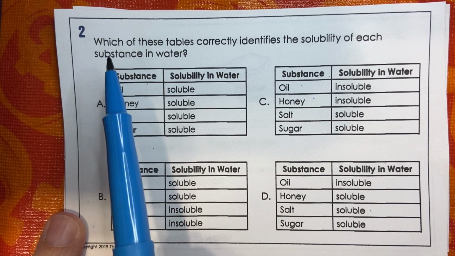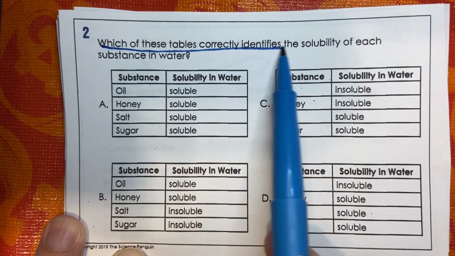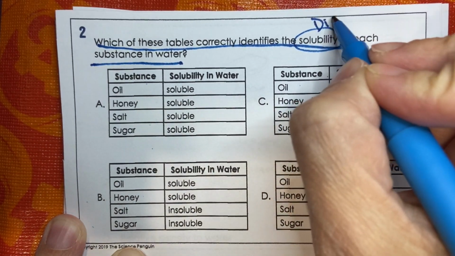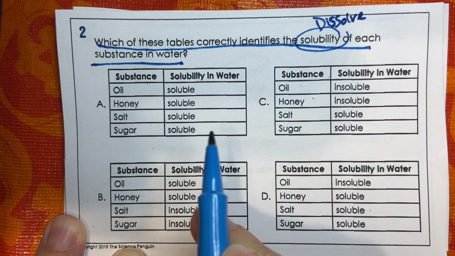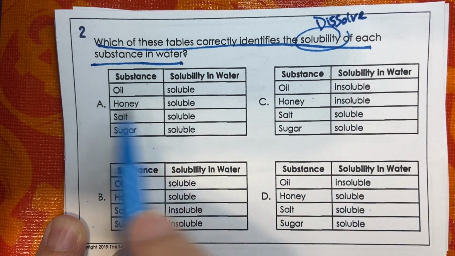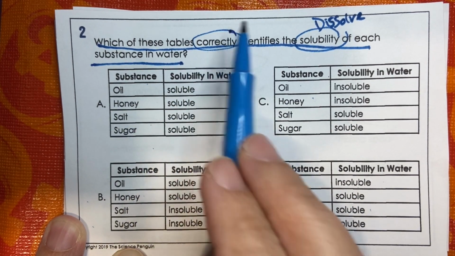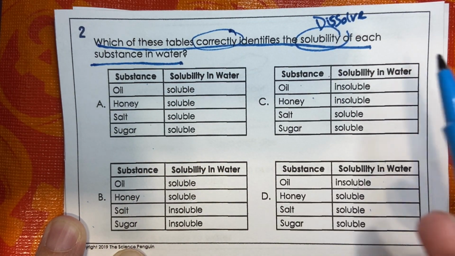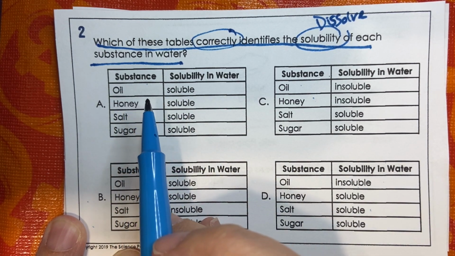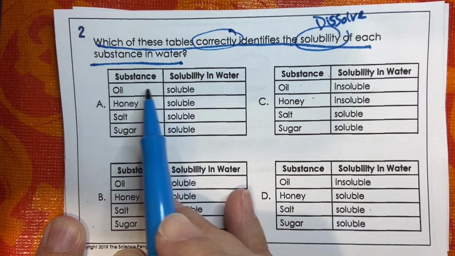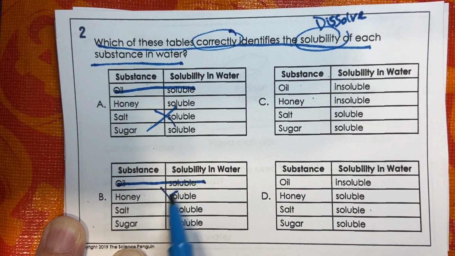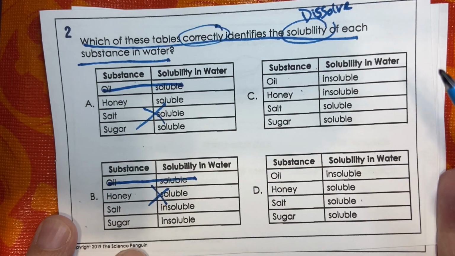Question 2, which of these tables correctly identifies the solubility of each substance in water? So we know solubility is its ability to dissolve. And so I know soluble means it does dissolve, and insoluble means it does not dissolve. So I just have to find the one that is correct, telling if it dissolves or doesn't dissolve in water. So oil, we know that oil and water do not mix, that oil will float, it's less dense, and it will always be above the water. So any of them that say oil is soluble, I'm going to go ahead and cross that out, which gets rid of 2 whole answer choices for us. Okay, then I'm going to be able to keep going.